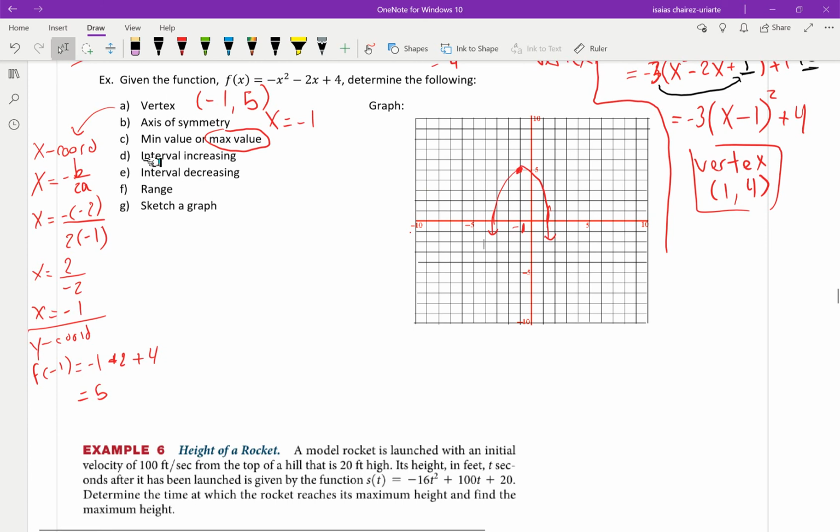Right now, what I do need to know is the interval in which my graph is increasing. From bottom left to upper right, that is from negative infinity all the way to negative 1. On this x interval, my graph is increasing. So increasing on negative infinity to negative 1. Where is my graph decreasing? From negative 1 to positive infinity.